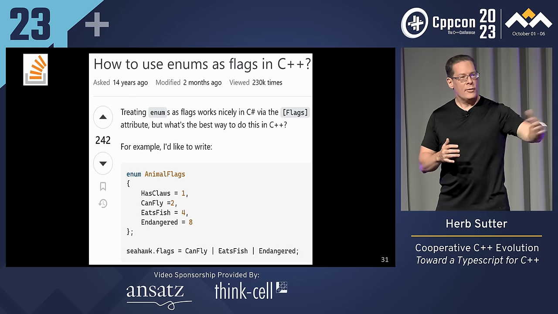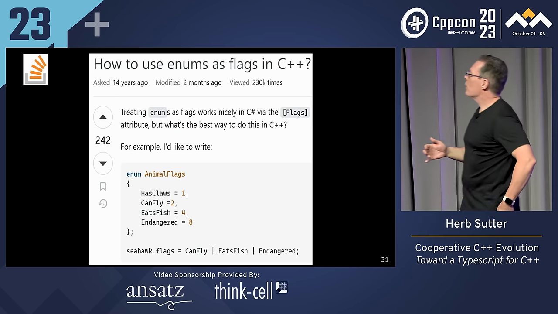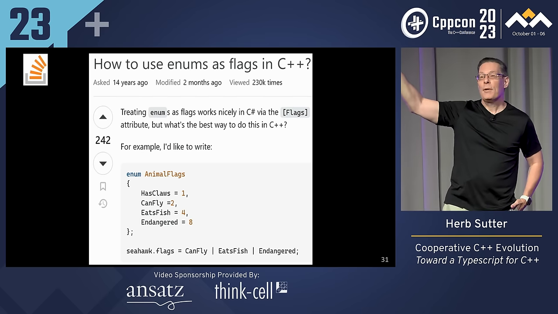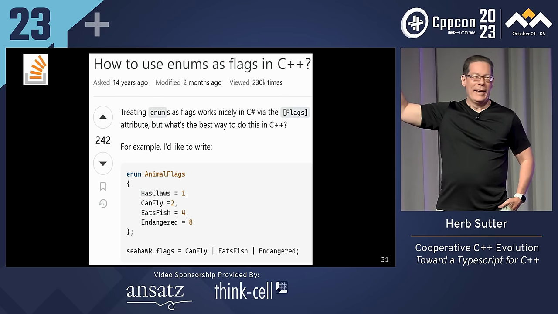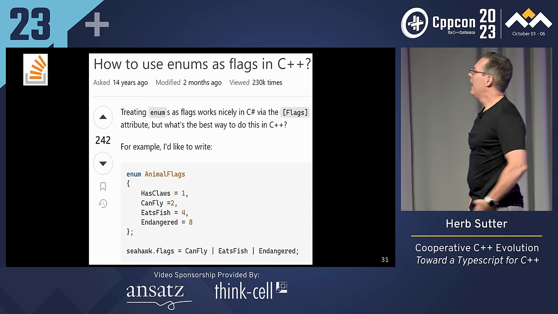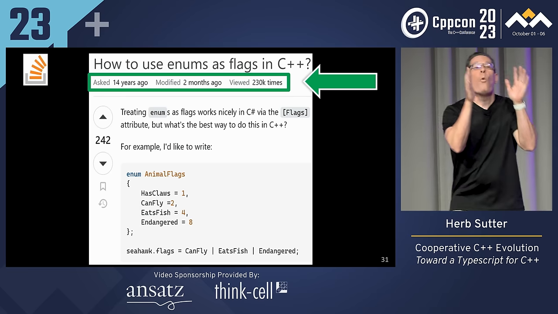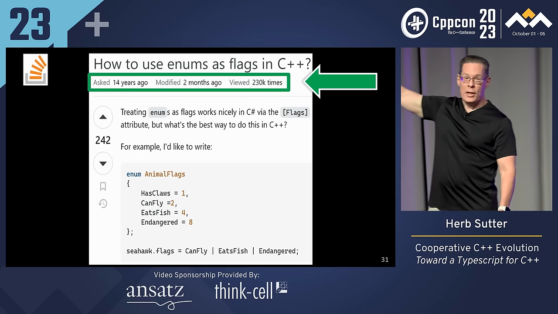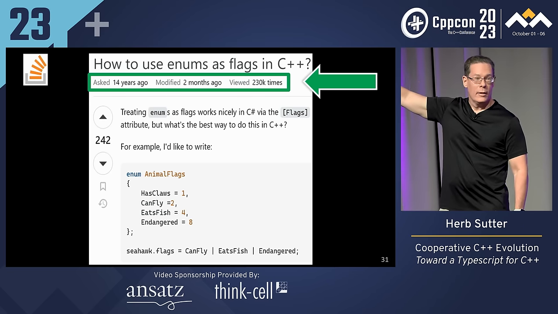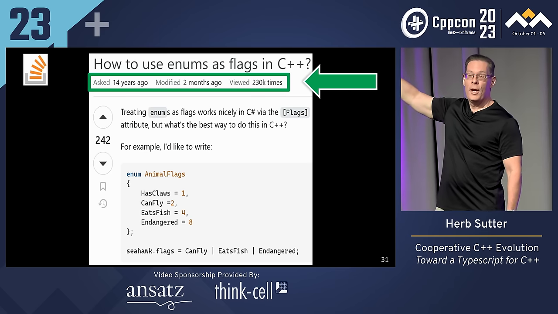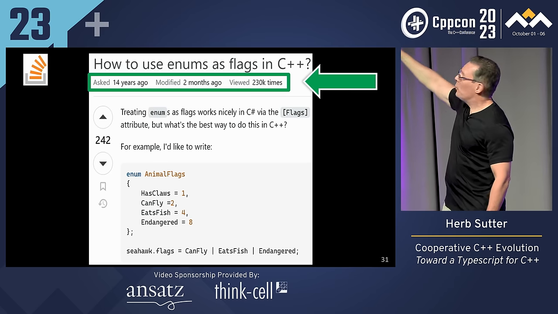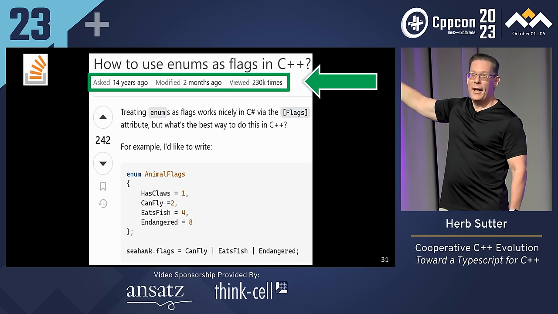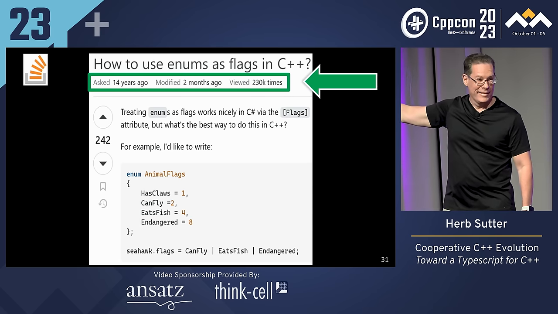So that's fine so far, but what other things do people do with enums? I want to point out this Stack Overflow question. Like, how many of you have written a flag enum in C++? Yeah, it's a popular indoor sport. Notice this question, and this is just one Stack Overflow question. There are others, right? This is just one. It was written 14 years ago, so it's old. It was modified 2 months ago, so it's current. It was viewed more times than almost any CppCon talk video. So it's in high demand.